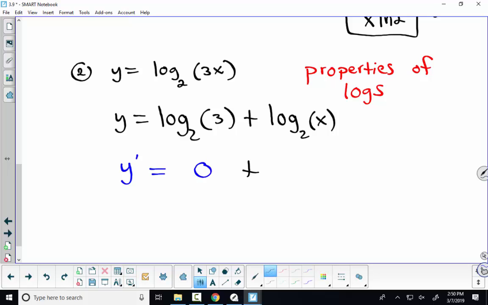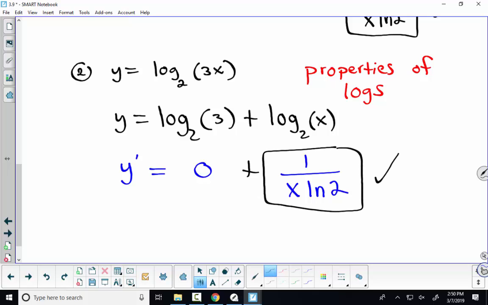What's the derivative of the log base 2 of x? The log base b of x. Derivative of this is 1 over the argument times the natural log of its base. So again, we see the derivative is 1 over x ln of 2. So all three ways to look at that end up with the same derivative.